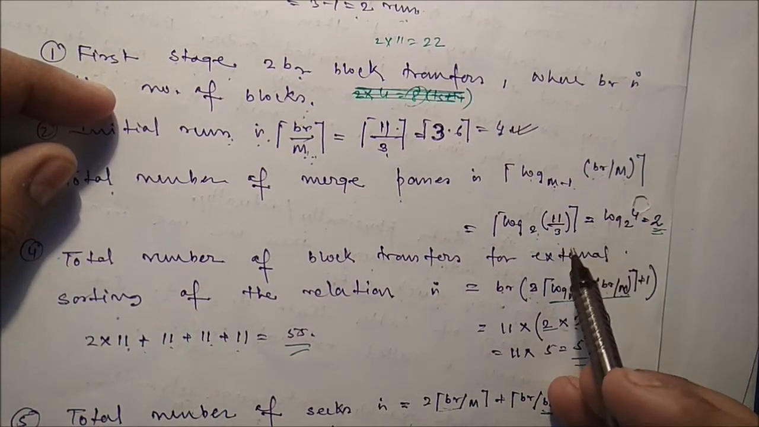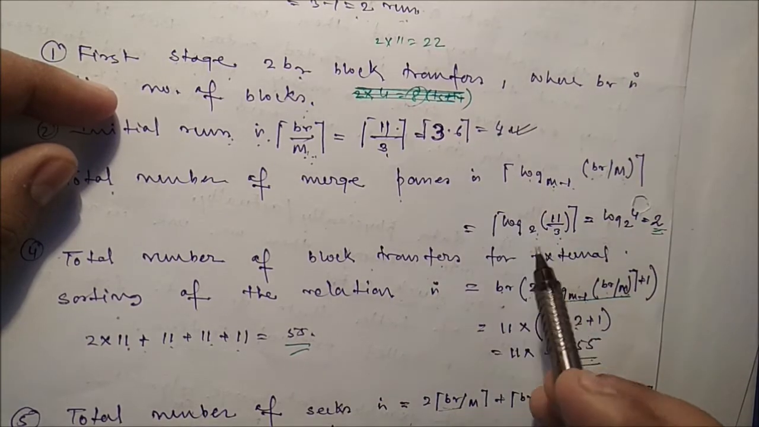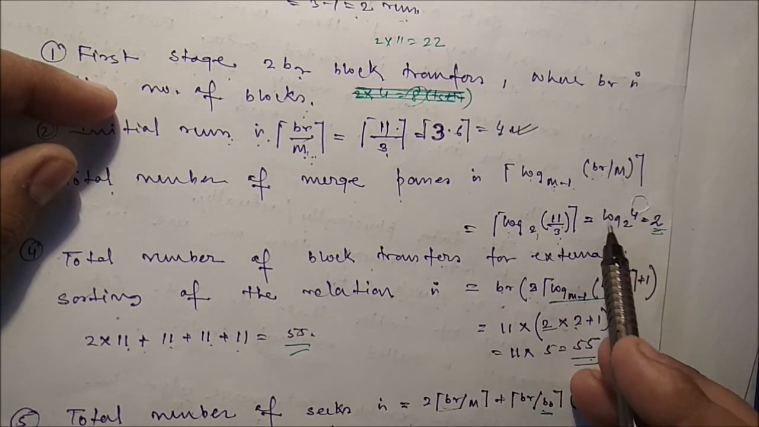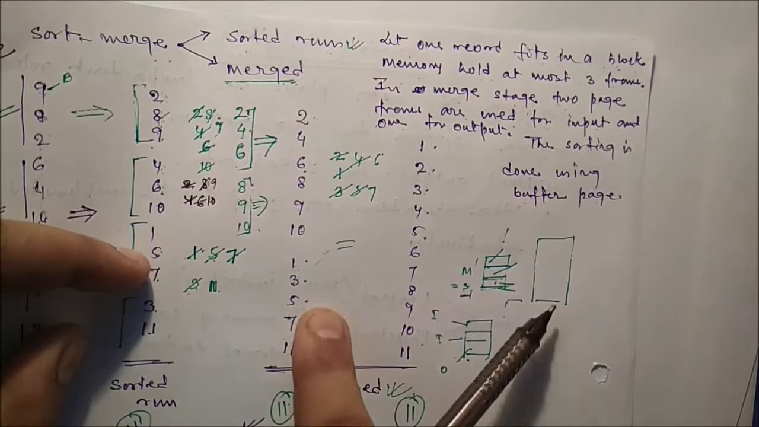So 11 by 3, it is what? We have seen it is 4, near about 4. So log 2 of 4, it is what? It is 2. So that means we need 2 passes. Number 1 pass, number 2 for the merge.